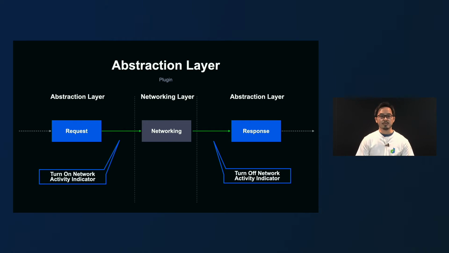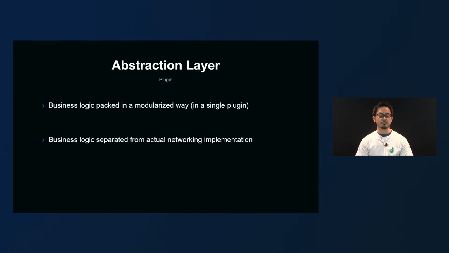What we can do with it is, for example, we can implement a plugin that can turn on or off the network activity indicator. Or we can implement a plugin to log the request and the response. We can even do something more complex, such as modifying the headers of a request before sending it, and after receiving the response, we check for a special header and do something special. So you get the idea.